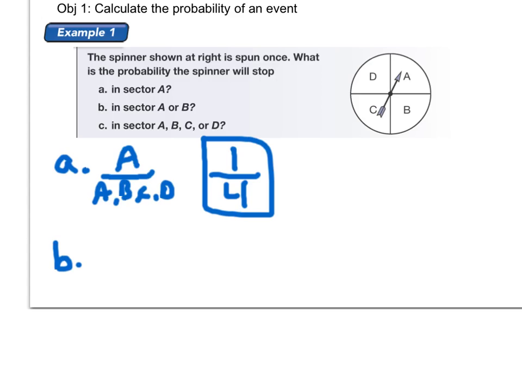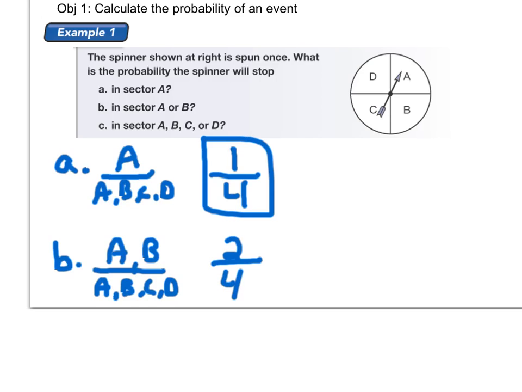B. We want to know in sector A or B. So my favorable outcomes are landing in A or B. And again, my total outcomes are still A, B, C, and D. Well, how many ways can I land in A or B? There's 2, over A, B, C, or D, that's 4 possible ways. So I've got 2 out of 4, which reduces to 1/2. So my probability of landing in A or B is 1/2. That should make sense because that's half of my spinner right there.